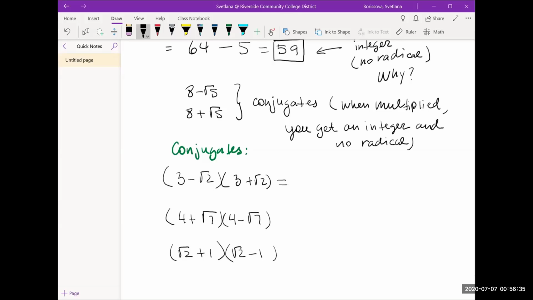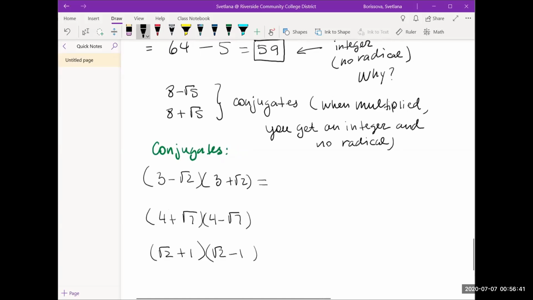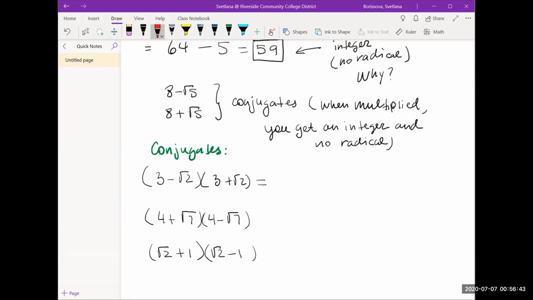However, I'd like to show you a shortcut for multiplying conjugates. Now let's start by, again, just FOILing. 3 times those two, and then negative square root of 2 times the same two. So 3 times 3.